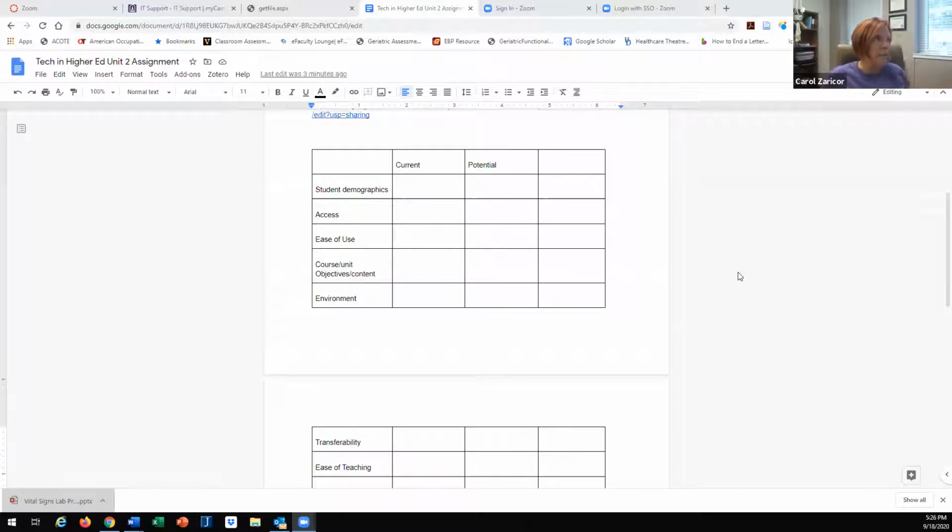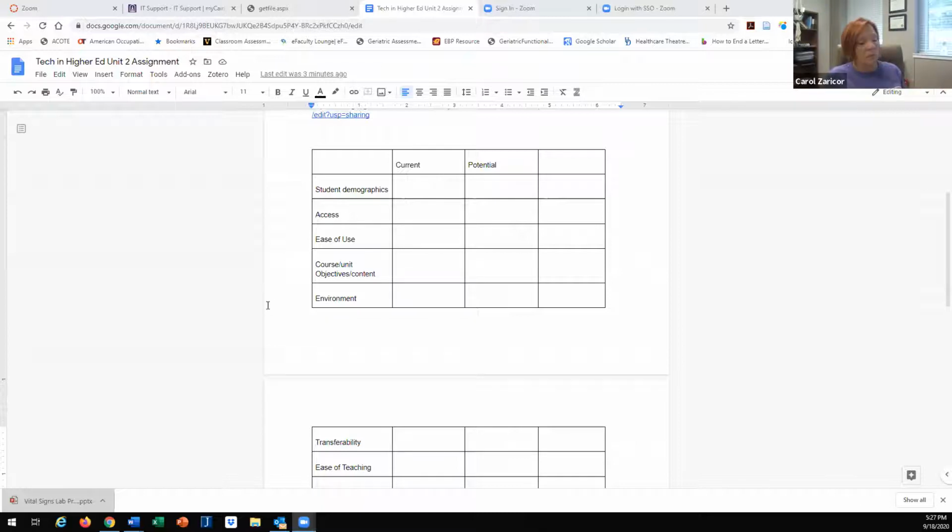So we know that it doesn't cost anything. They have complete access to it, so I don't really have to worry about that part of it. But I do need to worry about these other things. The student demographics: where are my students? Well, I've got them in 3 different classrooms and at home, so can they all access this easily? And the answer to that would be yes.